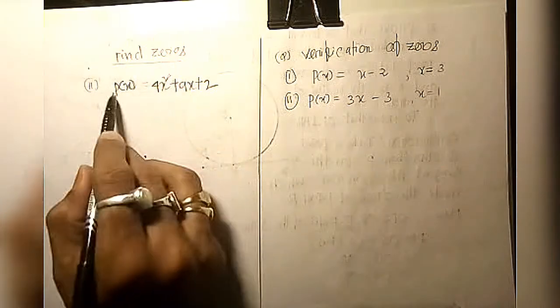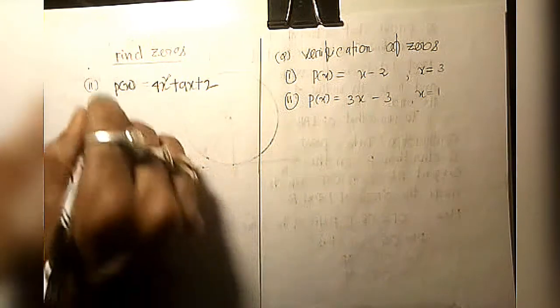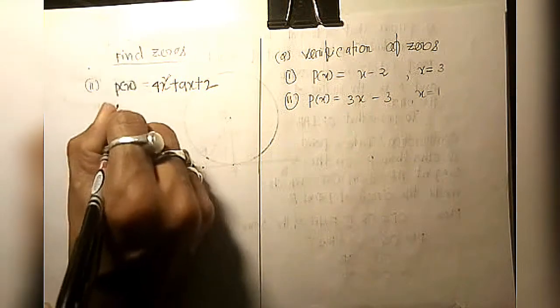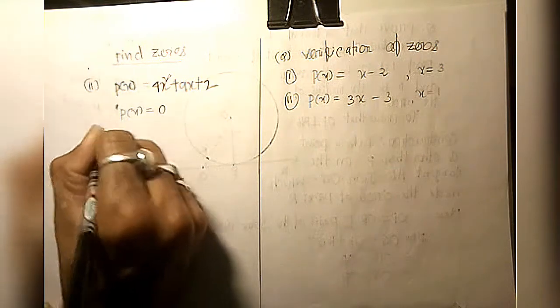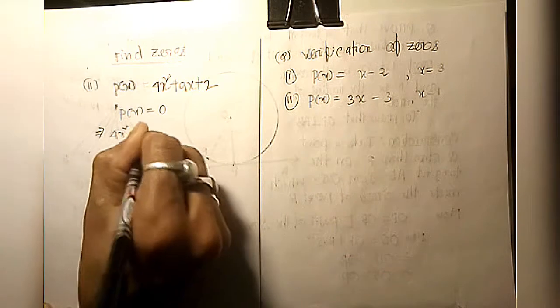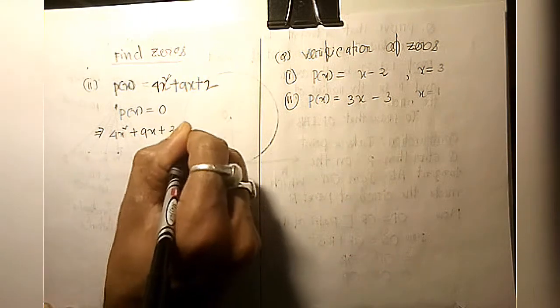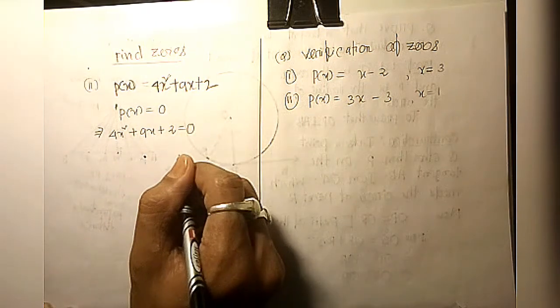So let us take one more example. Find the zeros. In this case, given P(x) equals 4x square plus 9x plus 2. So P(x) equals 0. So 4x square plus 9x plus 2 equals 0.